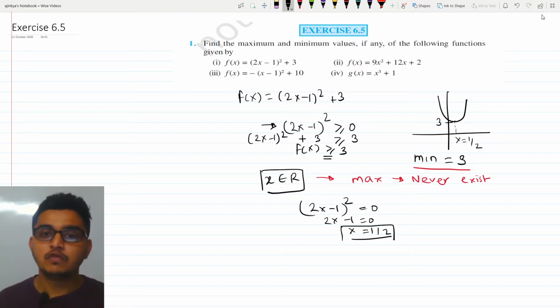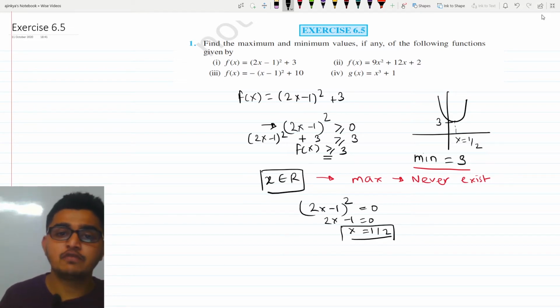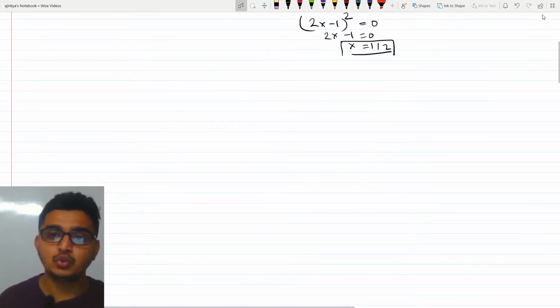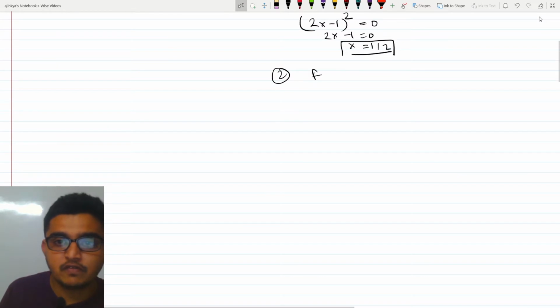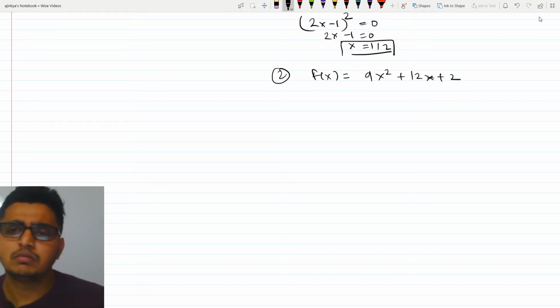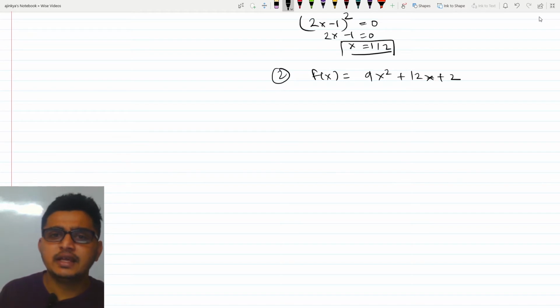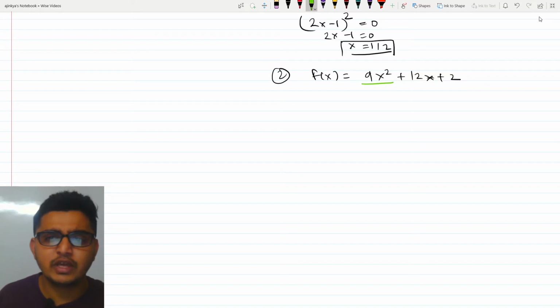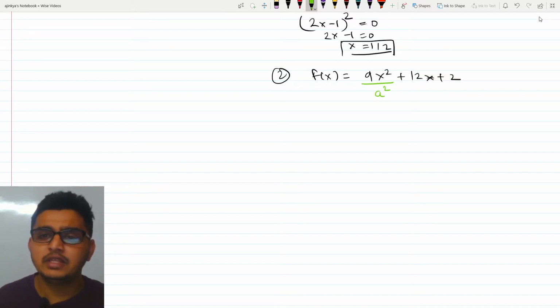So for the second question we just have to manipulate 9x square plus 12x plus 2. Your second question gives us f of x equals 9x square plus 12x plus 2. Well, we see that there is something happening over here in the first term. Can we say that this is the square of something? Like if we take a, is it a square of a? So can we say that a can be 3x? So 9x square is nothing but the square of 3x.